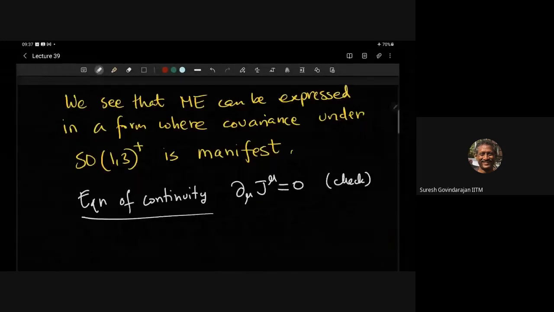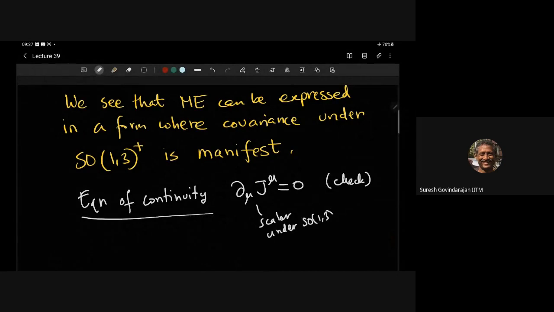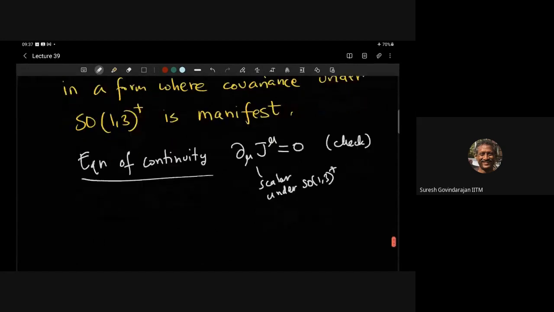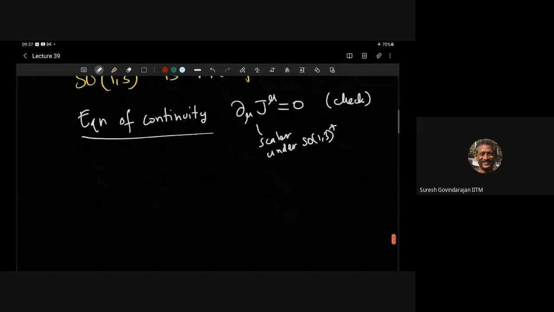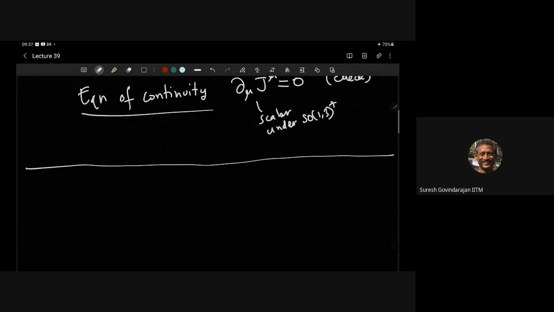So you can see this is a scalar under Lorentz transformations. There are no free indices, and I'm careful: one lower, one upper, everything comes. So that's all I want to say, and this sort of concludes one part of the story.